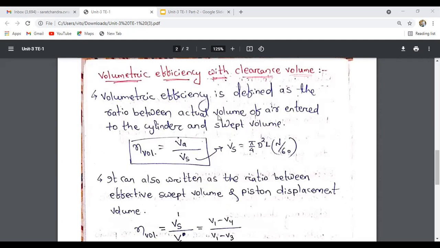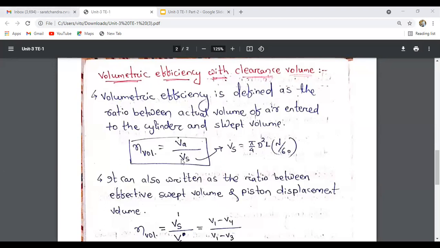So volumetric efficiency is the ratio between the actual volume of air entered into the cylinder. During the suction stroke, when the inlet valve opens, air will enter the cylinder. How much volume of air is entering the cylinder during the suction stroke? That is the actual volume, divided by the swept volume. In this way we can calculate the volumetric efficiency.